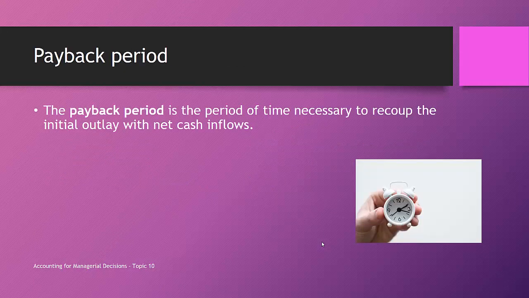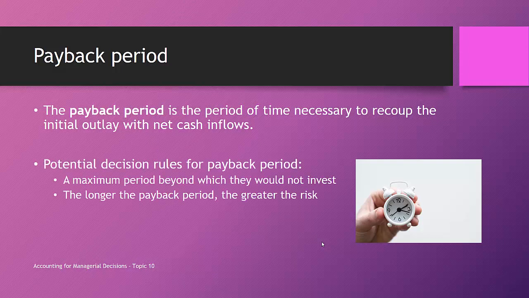Moving to the next one, we have the payback period. The payback period is a period of time necessary to recoup the initial outlay with net cash inflows. A potential decision rule for this could be a maximum period of time, and if it takes longer than that, they're not wanting to invest because it just takes too long. Part of the reason for that is the longer the payback period, the greater the risk, because the longer it takes to recoup, the more likely something could go wrong in that time frame and you just don't get the opportunity to recoup it. So let's look at that in relation to the example we just looked at.